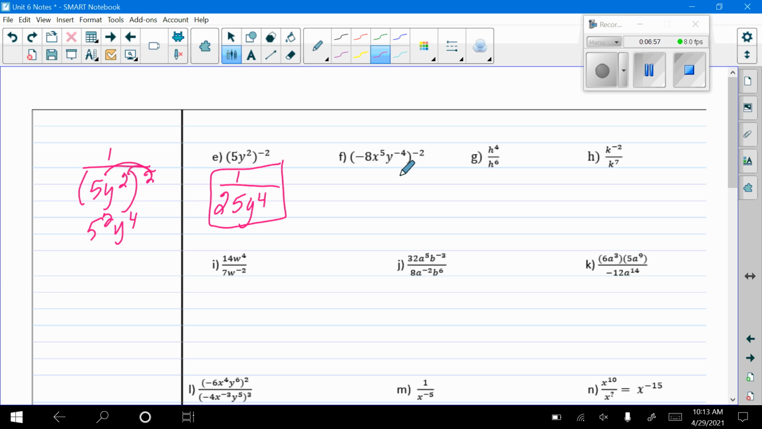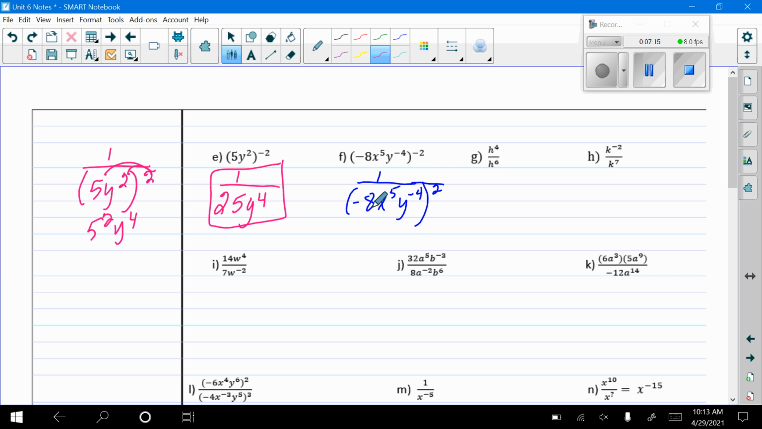F. Same thing on F. I'm going to bring it to the bottom. So I end up with 1 over parentheses negative 8x to the 5th, y to the negative 4th, now raised to the second power.